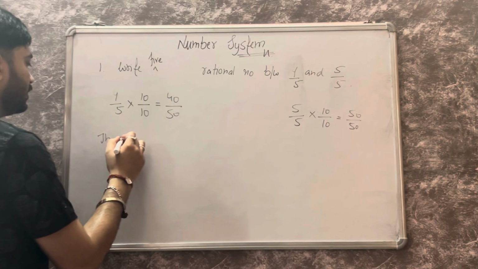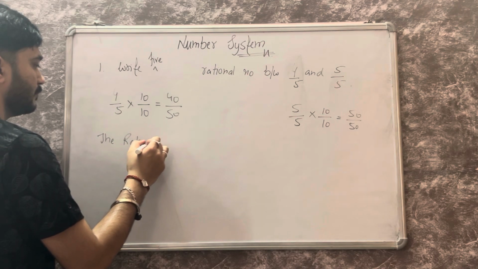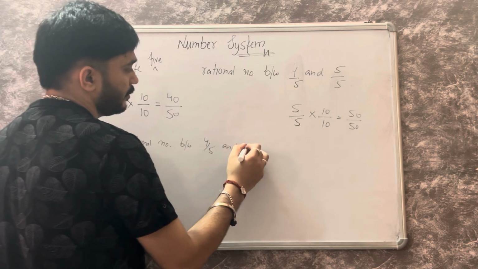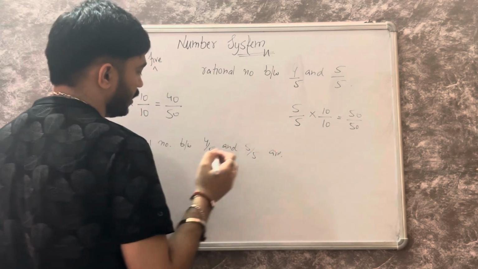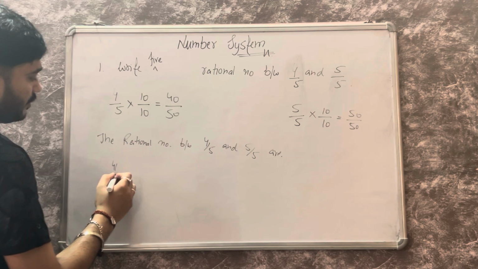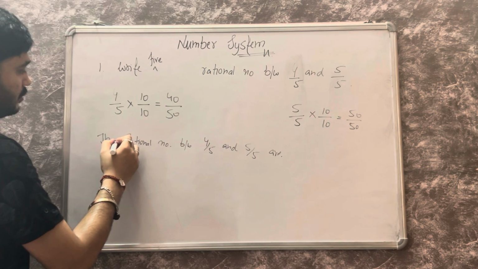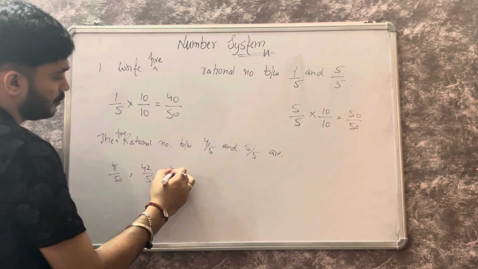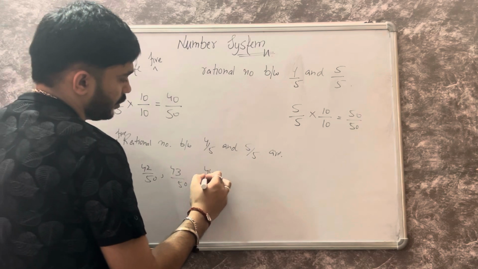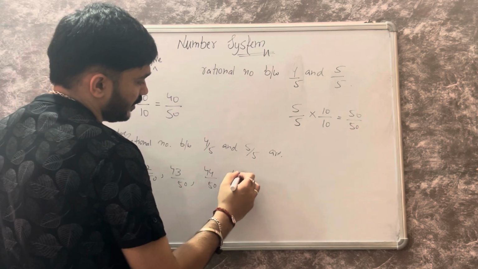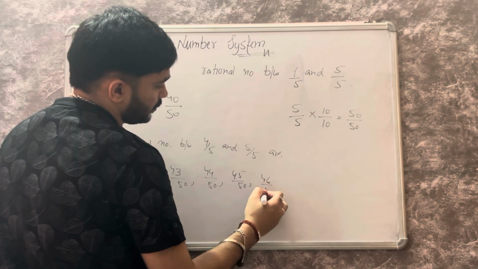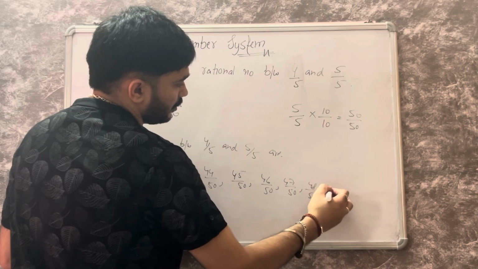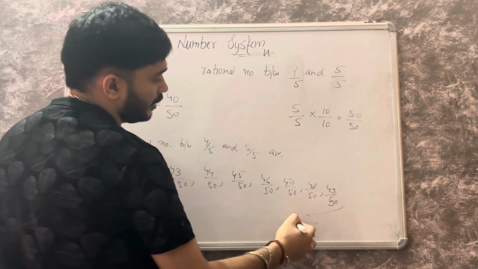So the rational numbers between 4 by 5 and 5 by 5 are 41 by 50, the 5 rational numbers, 42 by 50, 43 by 50, 44 by 50, 45 by 50, 46 by 50, 47 by 50, 48 by 50, and 49 by 50. Any doubt?